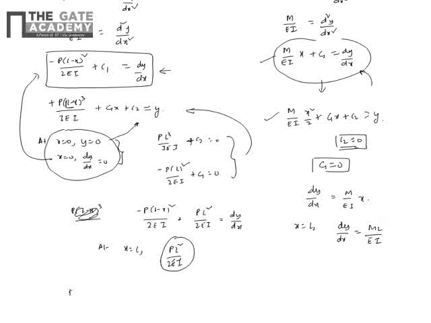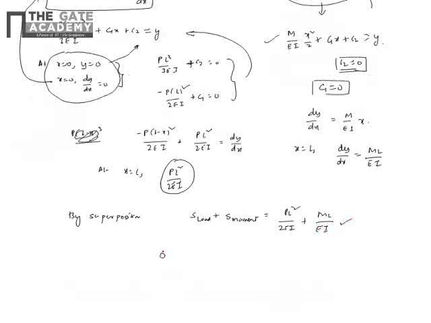Now by superposition for the given problem, when both the loadings are applied simultaneously, the slope will be the slope for the load plus the slope for the moment, and that will be PL square by 2EI plus ML by EI. Okay, so the option is D. Thank you.